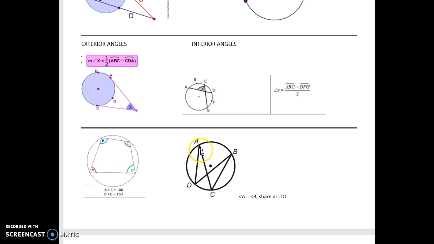And then finally, when you have a bow tie picture or a shared arc, angle A is created by the arc DC. Angle B is also created by the arc DC. They happen to be inscribed angles, so the two angles are equal. If angle A is 30, arc DC is 60. Well, if arc DC is 60, angle B is also 30. So if two angles like A and B share an arc, then those angles are also equal.